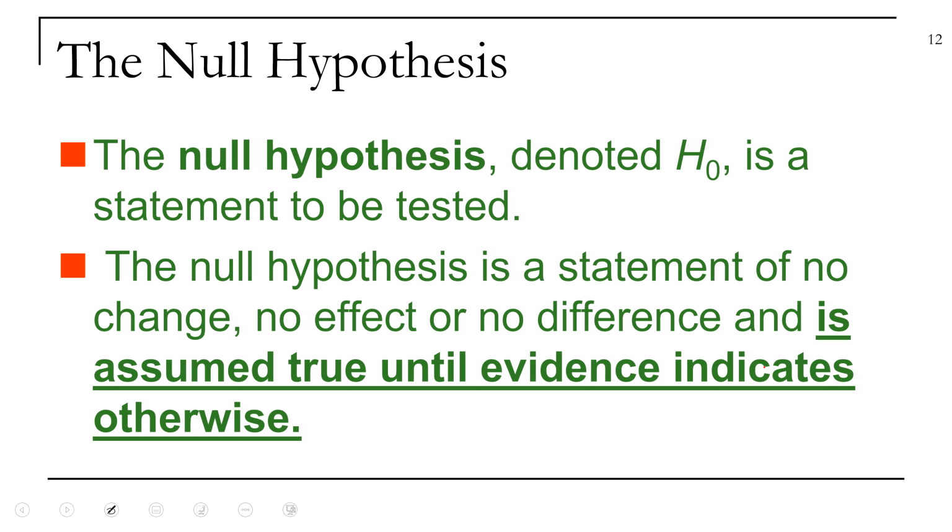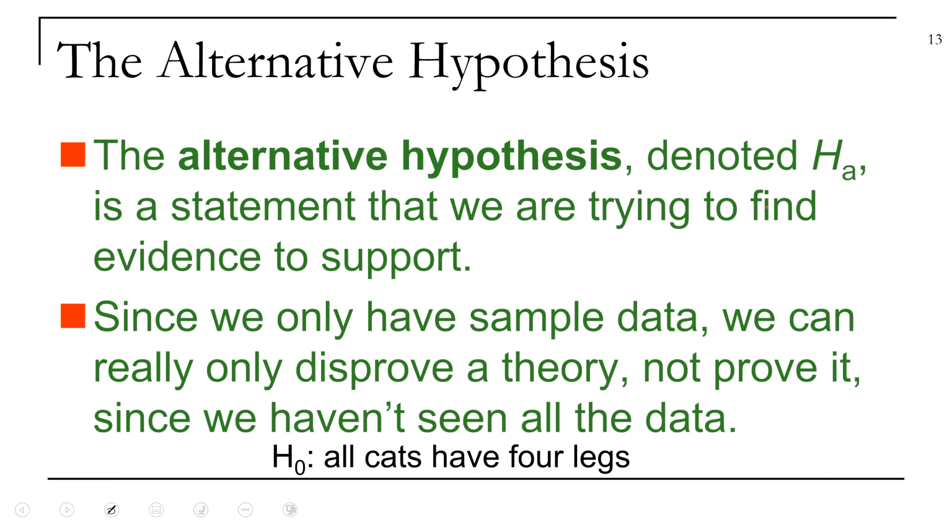There's what's called the null and the alternative. The null hypothesis, H sub O, is the statement to be tested. The null hypothesis is a statement of no change, no effect. It's assumed true until evidence indicates otherwise. It's from null, no effect, N-U-L-L, null. It's essentially the status quo. We want to see if we get a preponderance of evidence to reject the null and accept the alternative. The alternative hypothesis is denoted H sub A, sometimes denoted H sub 1 or H sub capital A, the alternative hypothesis. You're trying to find evidence to support it. We're hoping to reject the null and accept the alternative.